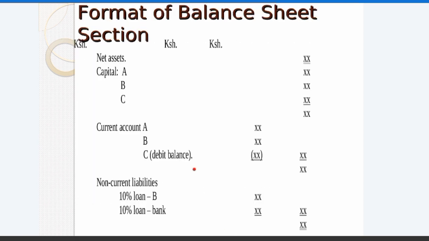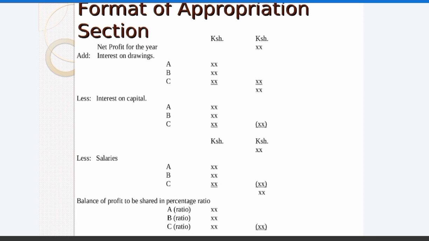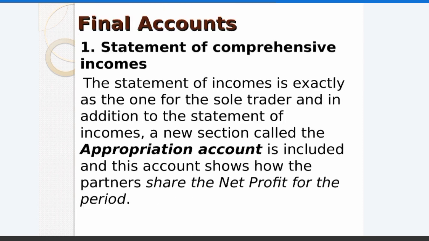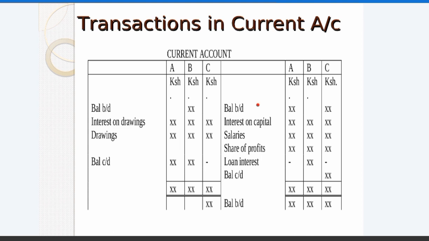So in our balance sheet, these capitals here will be from the capital account. And then after you present the capitals, you present the current account again for each of the members. And where do you get these balances? You get them from the current account. And these are the transactions that you pass in the current account.